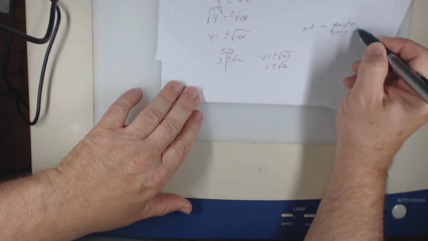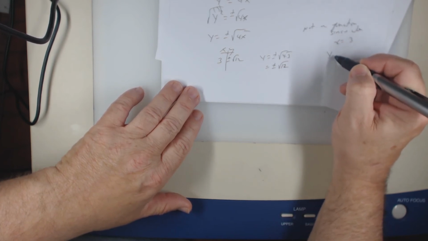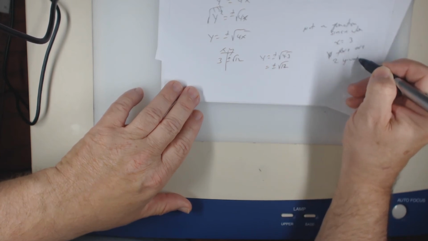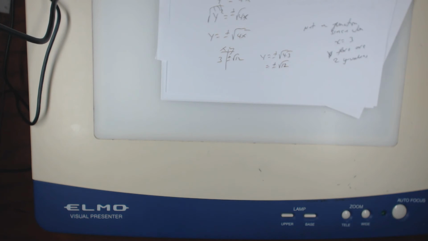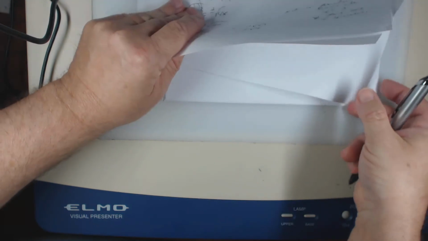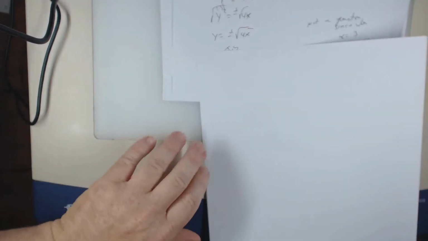Since when x is 3, there are two y values. All right. So on the worksheet, I don't know how many problems there are, and I don't even remember what part. What about absolute value? All right. Well, what's the issue? So let's suppose you had y equals the absolute value of x minus 4.